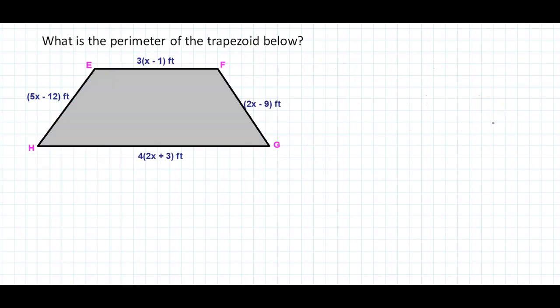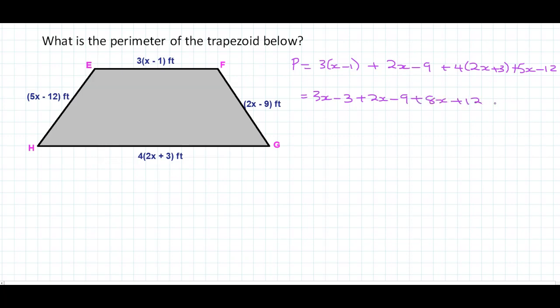Now the perimeter of a trapezoid. Perimeter here, we just added all the sides together. So the perimeter here is going to be 3 multiplied by x minus 1 plus 2x minus 9 plus 4 multiplied by 2x plus 3 plus 5x minus 12. So let's go ahead and distribute. This is 3x minus 3 plus 2x minus 9 plus 8x plus 12 plus 5x minus 12.